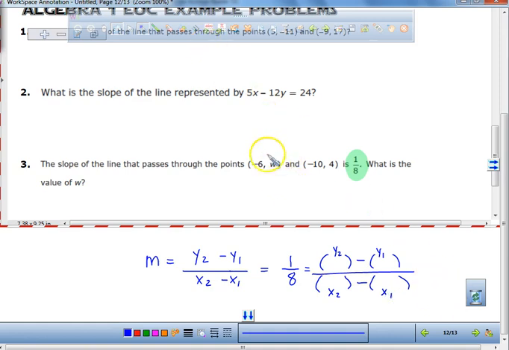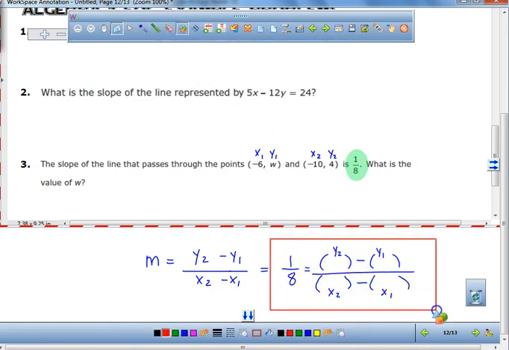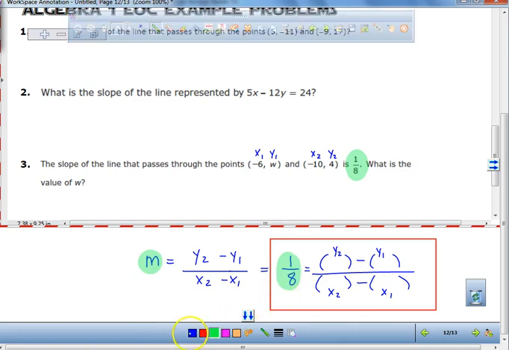Now this is where we have to really focus in on our ordered pairs. We're going to label it. That's our x1, that's our y1. This is our x2, and this is our y2 value. So make sure you get everything organized. We're only going to be working with this part right here. Just remember, in this particular case, what is our slope equal to? Our slope is equal to 1/8. Okay? So I'm going to highlight it.